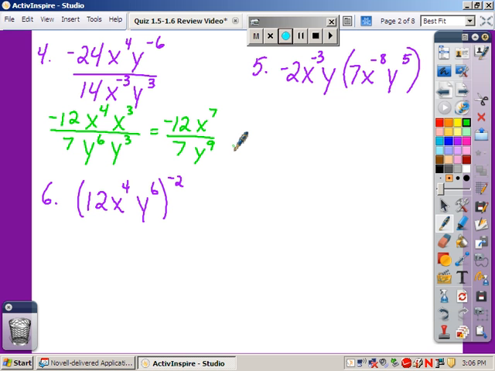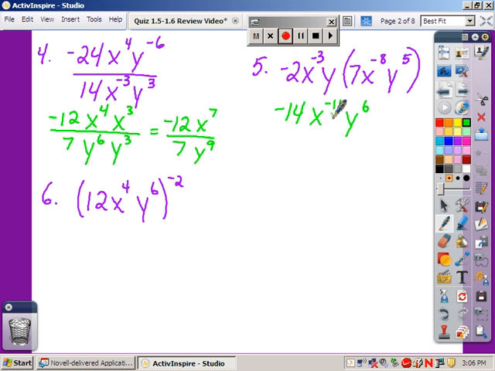For number 5, I think people tend to make the mistake of moving the exponents that are negative down below right away. And it's okay if you do that, it will work, but I think sometimes that makes it more complicated. I like to multiply through everything first and then move the exponents if I have to. So I'm going to do -2 times 7 and get -14. The x terms, when I add those exponents, are going to give me x to the negative 11, and the y exponents give me y to the 6.